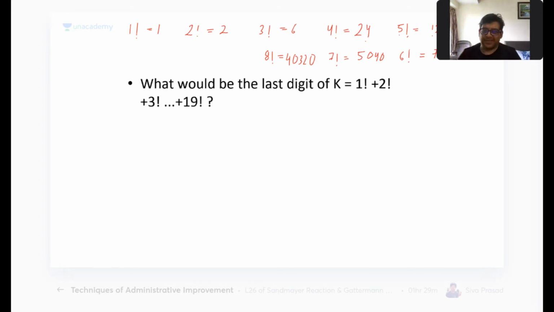Saloni says that the answer is 3. Is there anyone who agrees or disagrees with Saloni?